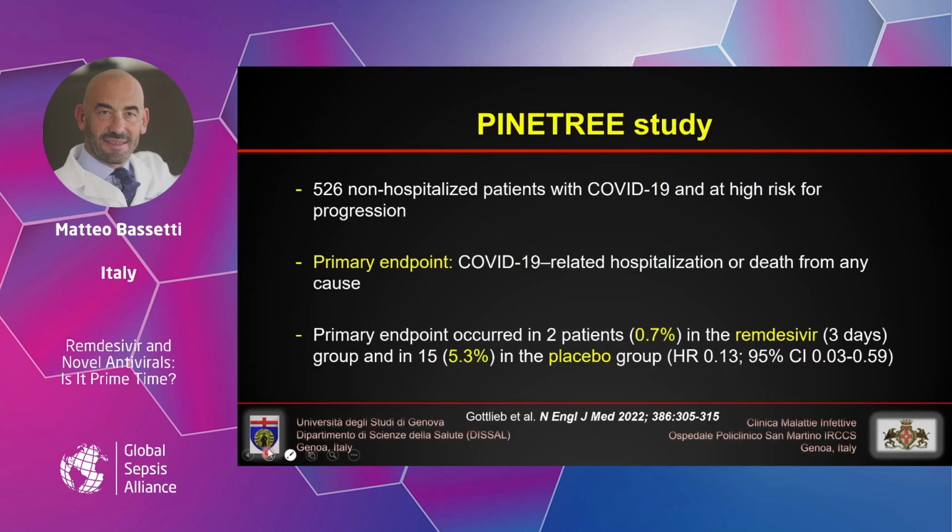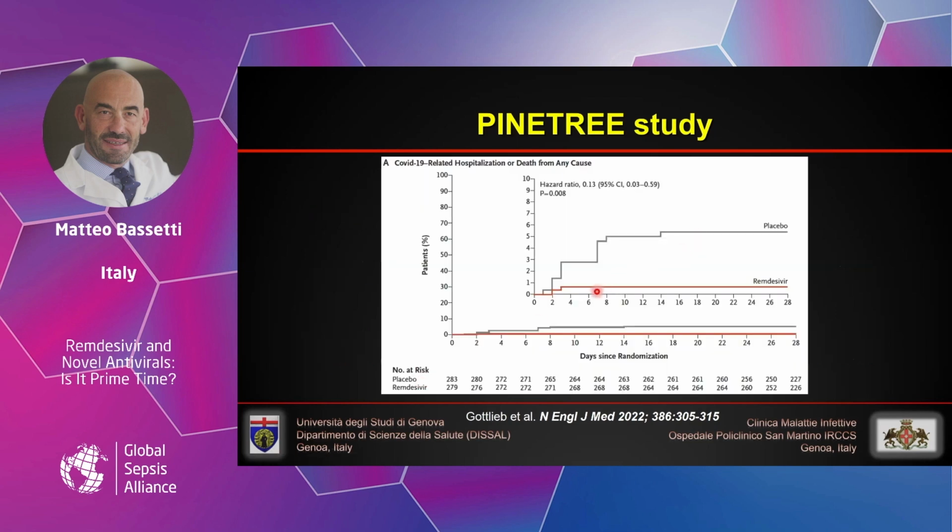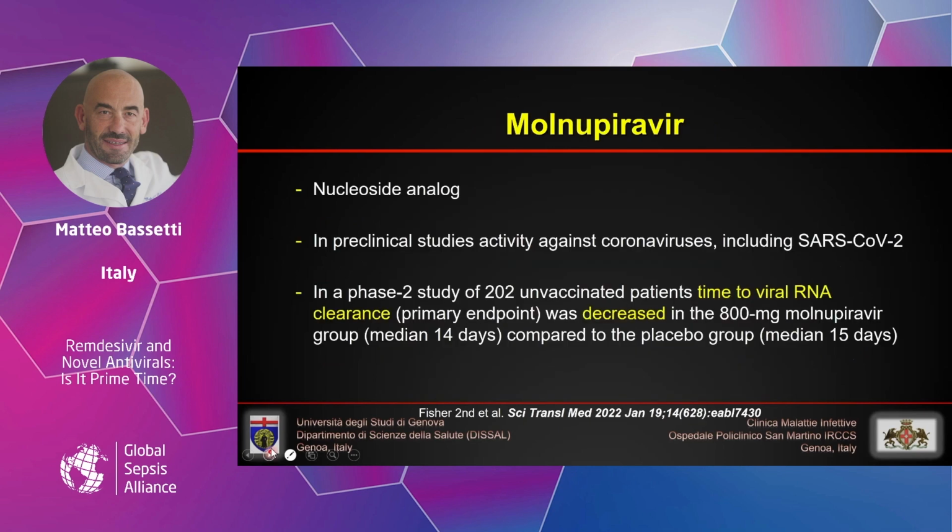So then another study is the one called the PINETREE study, in which 526 non-hospitalized patients with COVID and high risk for progression were enrolled. And the primary endpoint was COVID-19 related hospitalization. And this again compared Remdesivir and the placebo group. And there was an advantage in using Remdesivir, not only in hospitalized patients, but even in non-hospitalized patients. And you can see the data for Remdesivir. And actually Remdesivir is approved not only for treating hospitalized patients, but even for treating non-hospitalized patients.